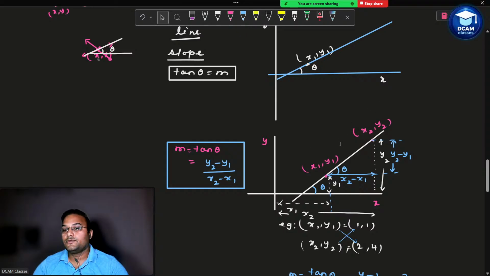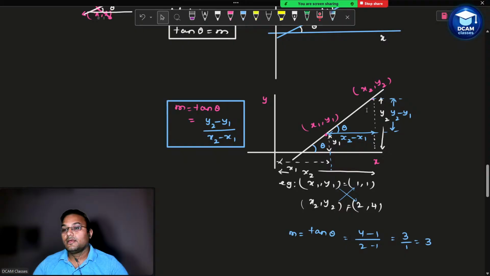Now, how do we find the slope when we have a line on which two points are given, x1, y1 and x2, y2? Actually, to find the slope, we need tan theta, because till now we know only that. So how do we find tan theta if we are given only this information, x1, y1 and x2, y2? From the previous construction, we know this vertical distance is y2 and this vertical distance is y1. So this distance will be y2 minus y1.